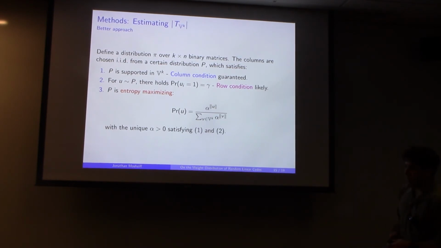So is alpha more than 1 here? Alpha is 1 when gamma is half. So since we're looking at gamma less than half, alpha here is less than 1. You want to favor low weight. Yeah, exactly, yeah.